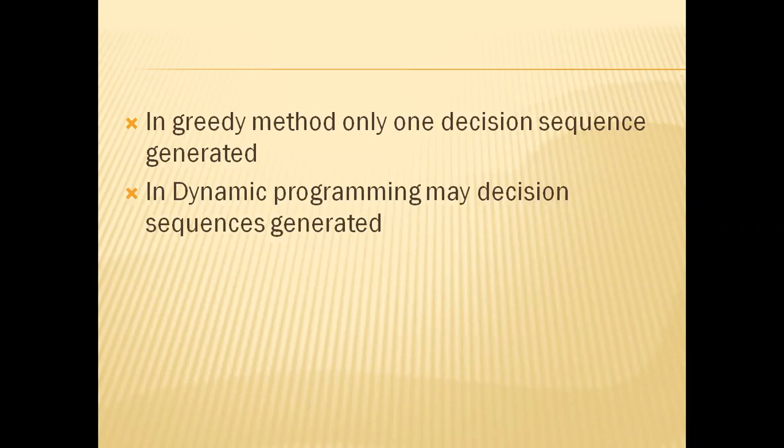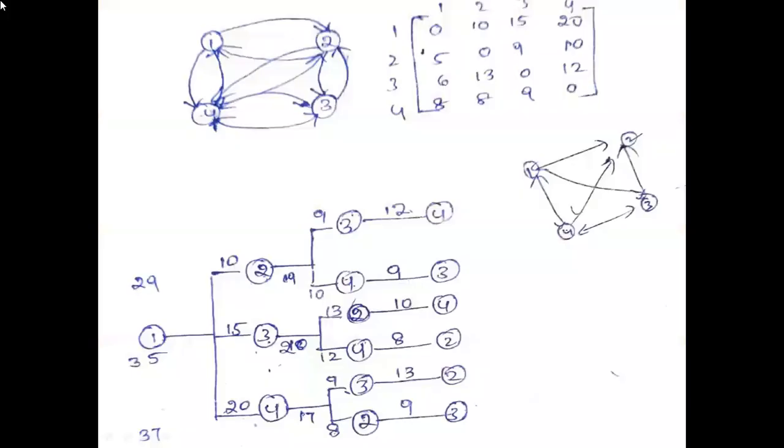But in the greedy method, only one decision sequence is generated, but in dynamic programming, multiple decision sequences are generated. For example, suppose we are finding the shortest path starting at the first vertex and visiting each vertex exactly once.